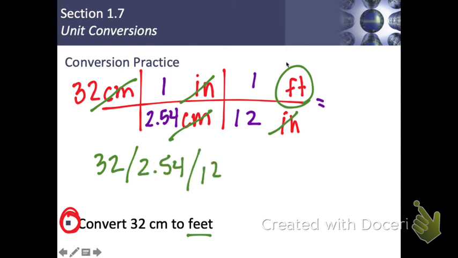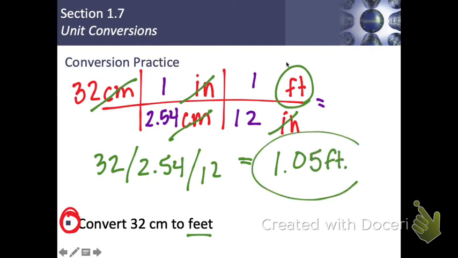If you do 2.54 times 12, you have to put that in parentheses, right? Because your calculator is going to do order of operations correctly. So I go 32, divide by 2.54, divide by 12, since they're both on the bottom. And I get 1.049. So I'll round that up to 1.05 feet. If you're going to do 2.54 times 12, that would need to go in parentheses. 1.0498, and so on. So I rounded up to 1.05.